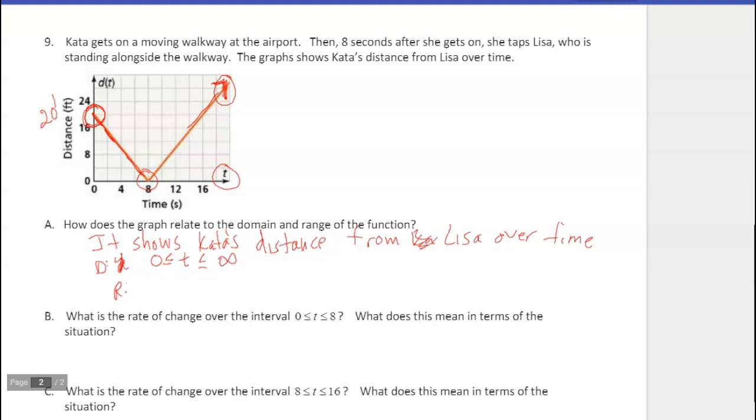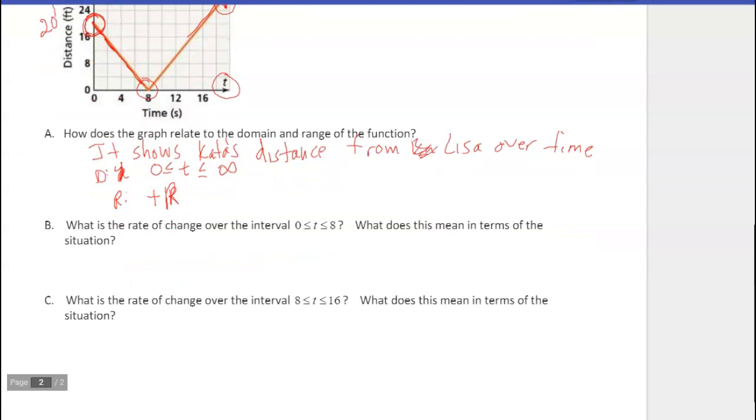And so same thing, what is the range on this? Well, the range is all positive real numbers. We can have any distance here we want to show Kata's distance from Lisa over time.